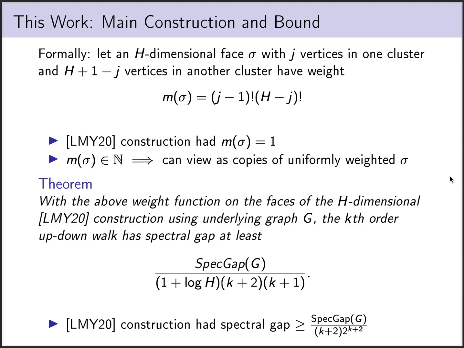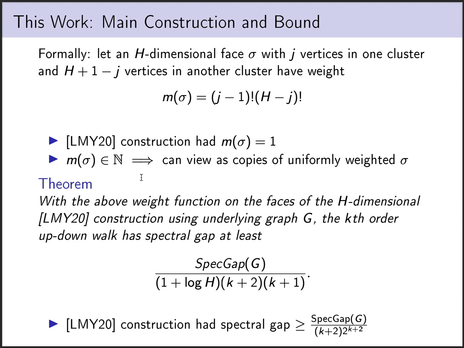So formally, the weight function I'll define is to let an h-dimensional face sigma with j vertices in one cluster and h plus 1 minus j vertices in another cluster have weight j minus 1 factorial times h minus j factorial. So you recall that the LMY construction had uniform weights, so they would have had weight 1. And a nice thing about this is that this is an integer, so we can actually view this as an unweighted simplicial complex, but with multiplicity given by this expression.